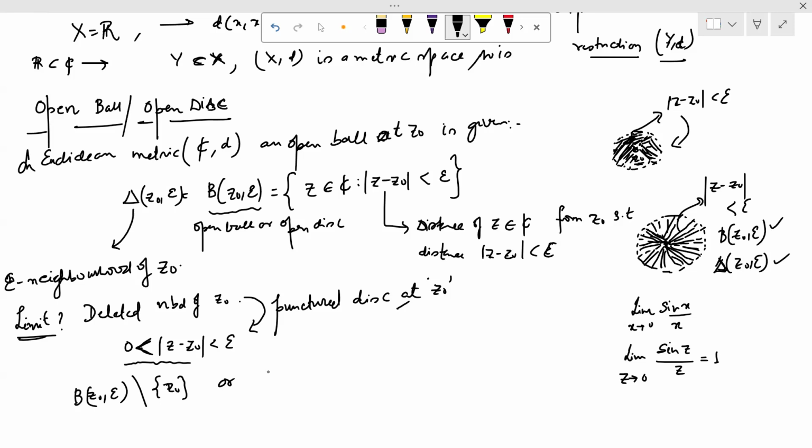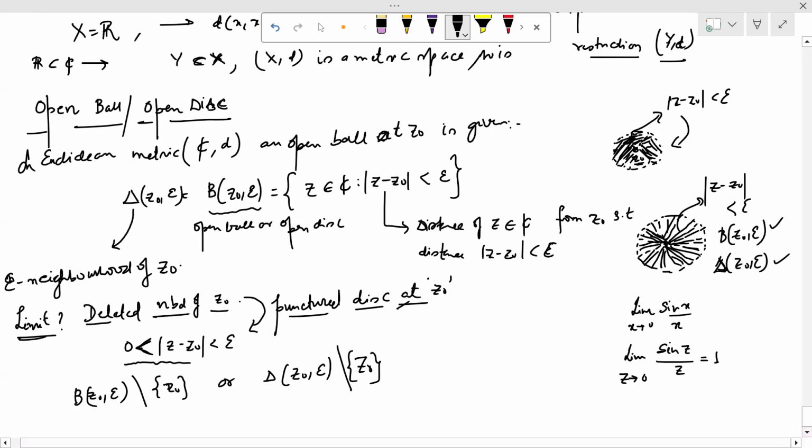Or you can write this. Whichever way suits you, you can write this one. So this is how you define the deleted neighborhood of z naught or punctured disk at z naught. Is that fine? Till now, everything is fine, I hope. Okay, so these are just terminologies. You need to remember them.